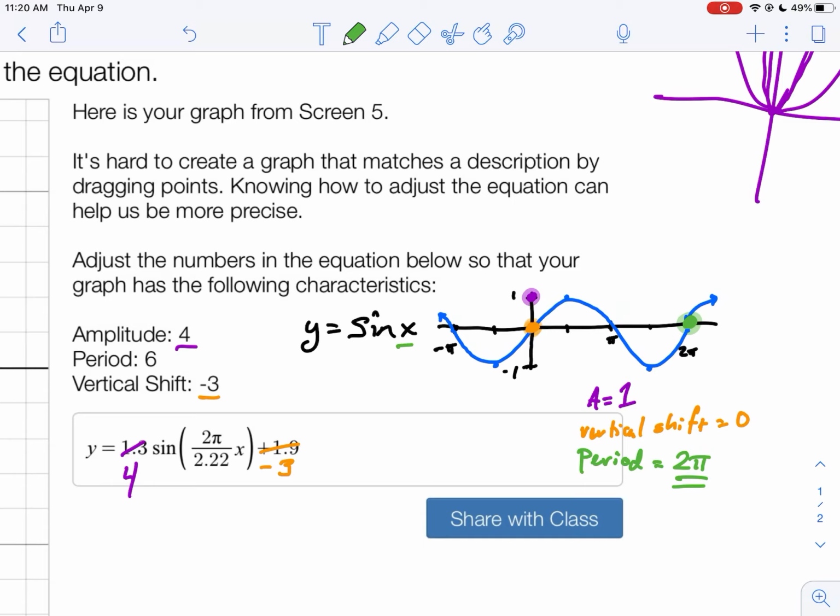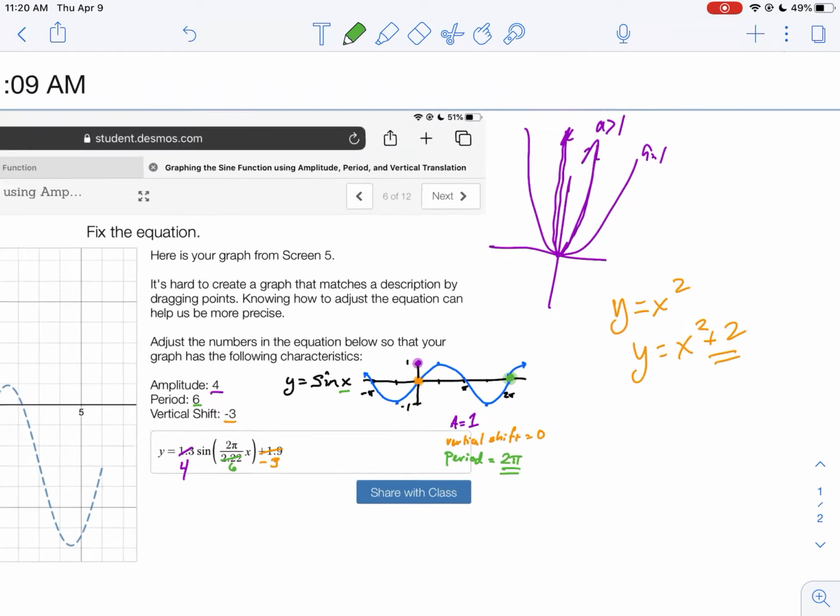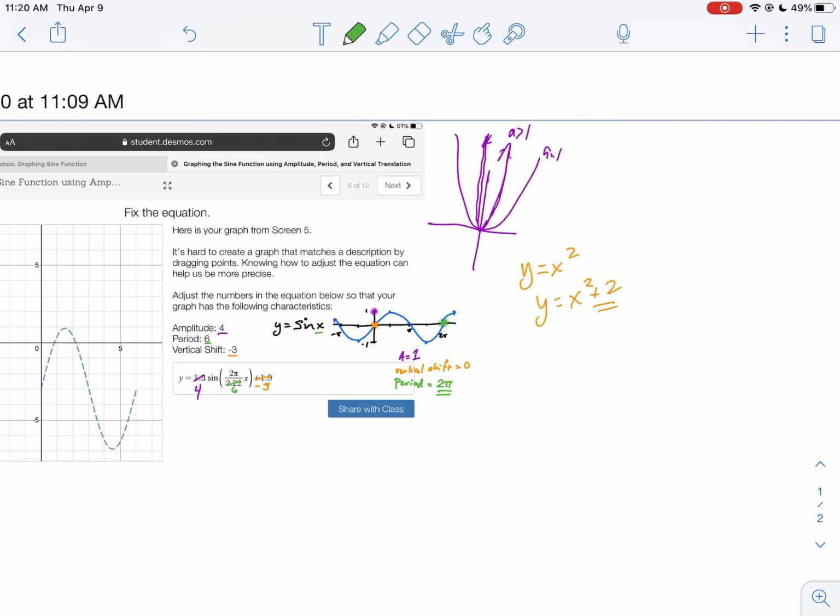I guess if you have something in a period that's in terms of pi, it's going to look like this. You know what, I think it would be more helpful if I just look at this example. So here we go, we have a period of 6. To get a period of 6, we're just going to change this number here, and we're going to put 6 in. So it's 2 pi over 6 times x.